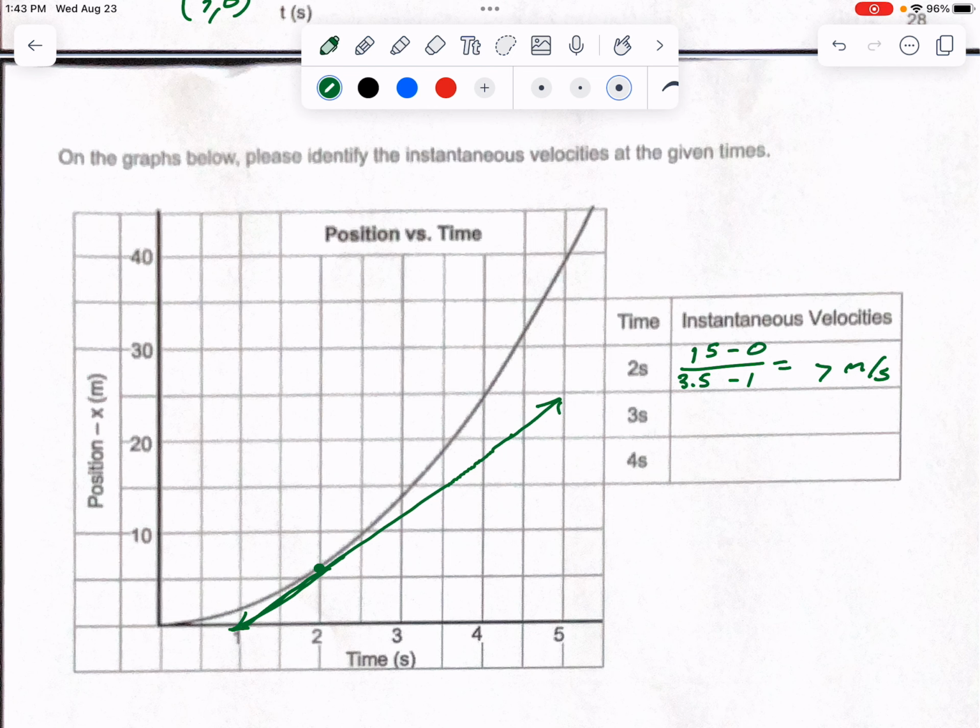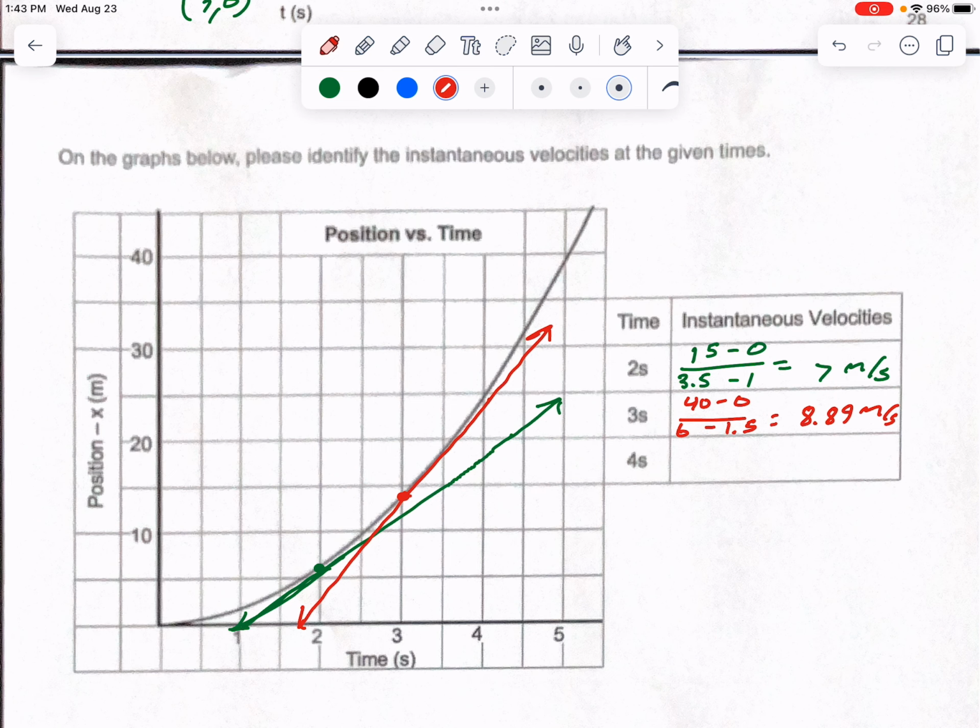Okay, so on 3 seconds, I'm going to change the color up. So at 3 seconds, what I would do is I'd have my point right here, and I would draw a tangent line that bumps up next to that point and keeps going. It looks like that. And the points that I chose for that, my y2 was 40. Okay, my y1 was 0. Okay, my x2 was 6, and my x1 was 1.5. And I got about 8.89 meters per second. Now, as long as you're somewhat close, that's fine.